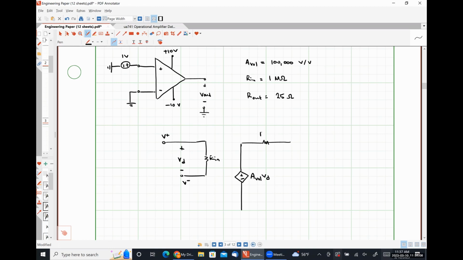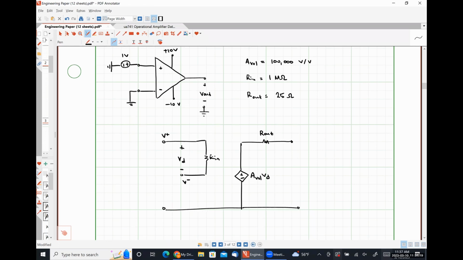Here I have my output resistance, R out. And for now, let's leave the output open circuited. We'll talk about what happens if we put a load resistor there in a moment. This is the V out that we're looking for. So I have everything to the right of where my hand is right now drawn.